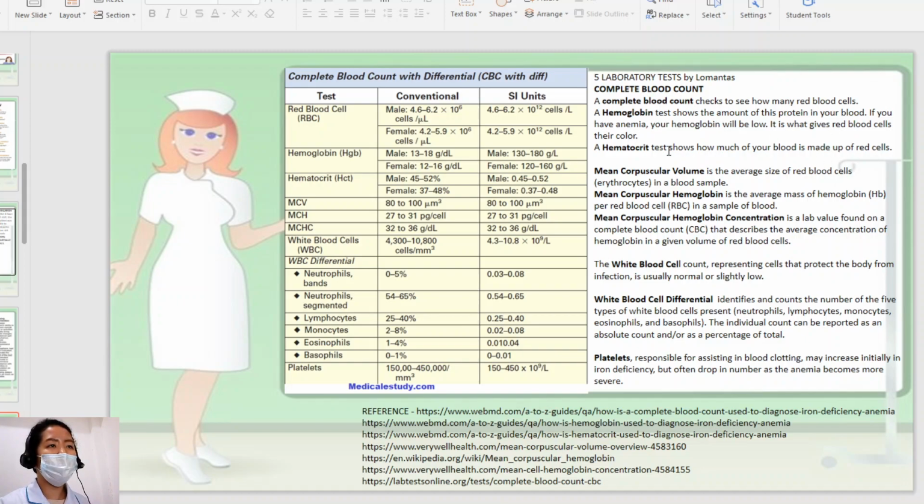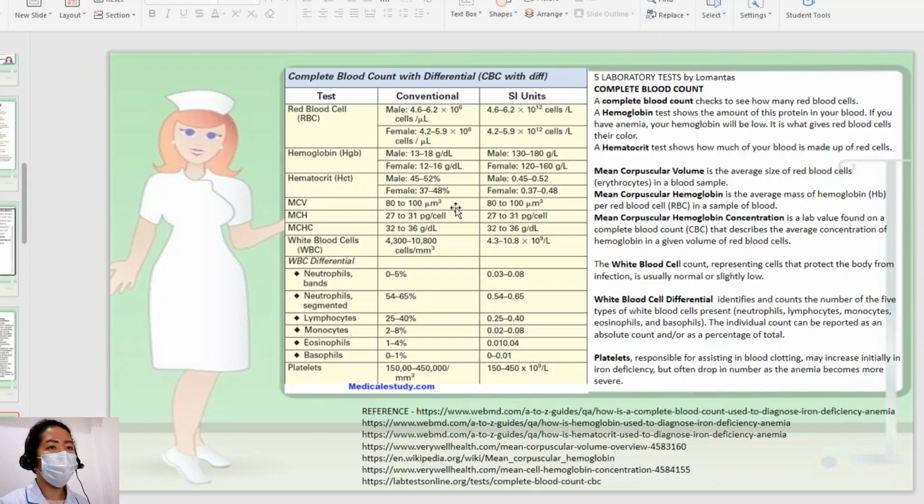Then laboratory test. First, complete blood count. So this is the normal range of each part of the complete blood count for male and female. This is to see how many red blood cells. So for the hemoglobin, this shows the amount of the protein in your blood. If you have anemia, your hemoglobin will be low. It is what gives red blood cells their color. Next, hematocrit. This shows how much of your blood is made up of red cells.